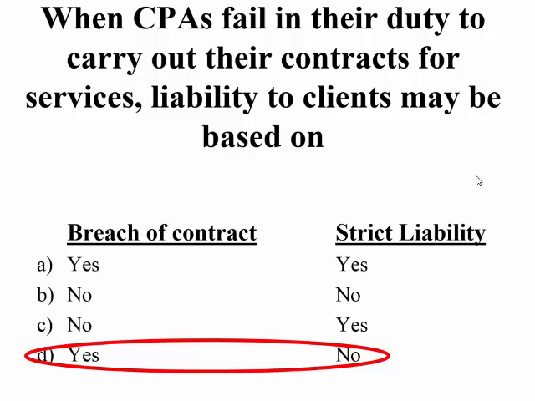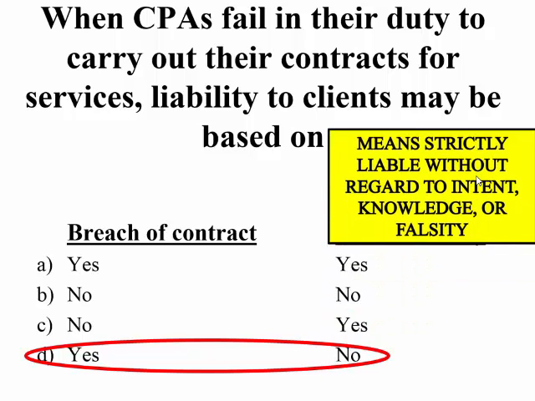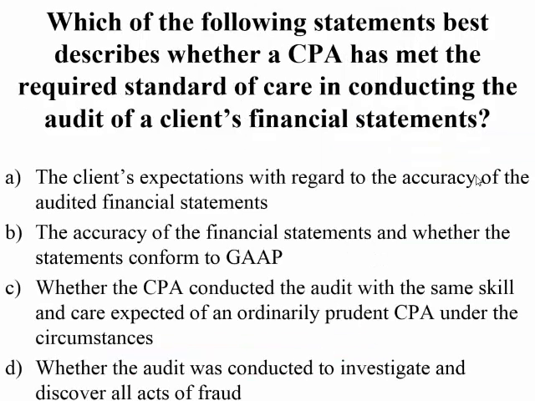In case you're wondering, what does strict liability mean? It means strictly liable without regard to intent, knowledge, or falsity. So there's certain items that people can be held strictly liable, and contracts is not one. Which of the following statements best describes whether a CPA has met the required standard of care in conducting the audit of a client's financial statements?